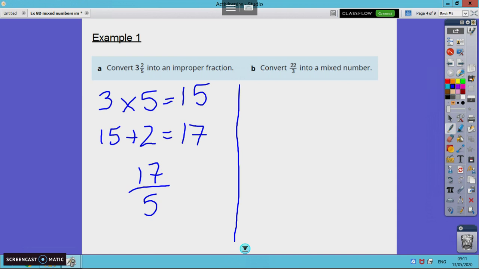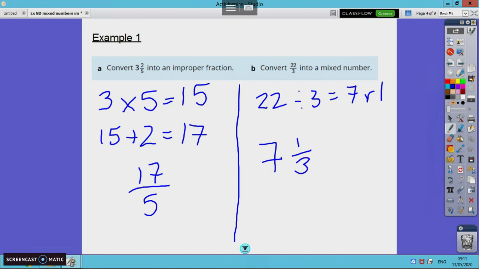Okay, next one, convert 22/3 into a mixed number. So we're going the other way. We want to end up with a whole number part and then a fraction part, the proper fraction part. Firstly, we've got to think about how many 3's go into 22. So 22 divided by 3, how many 3's go in? 7, remainder 1, isn't it? Because it goes in 21 and then we've got one remainder to get up to 22. So 7 is our whole number part, and that remainder 1 goes on the top, and we just use the denominator of 3.